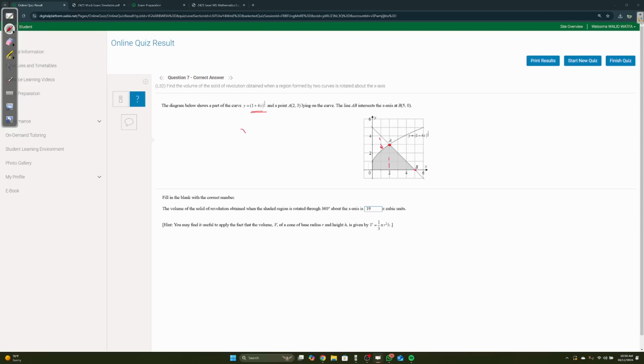So we're going to do integral from 0 till 2, pi outside, of course, of 1 plus 4x to the power of half, squared. Obviously, the square cancels with the half, dx, so you're going to be left with pi times the integral of 1 plus 4x from 0 until 2. When you integrate this, you get x plus 2x squared from 0 until 2.